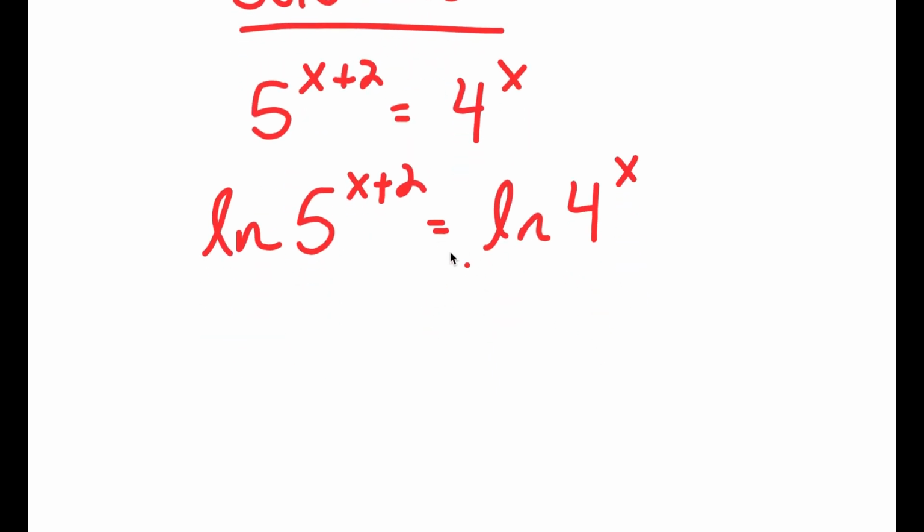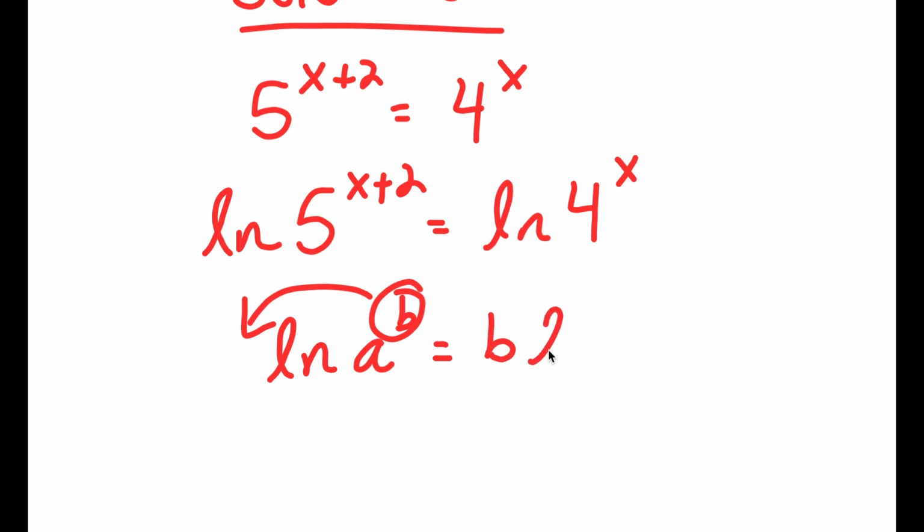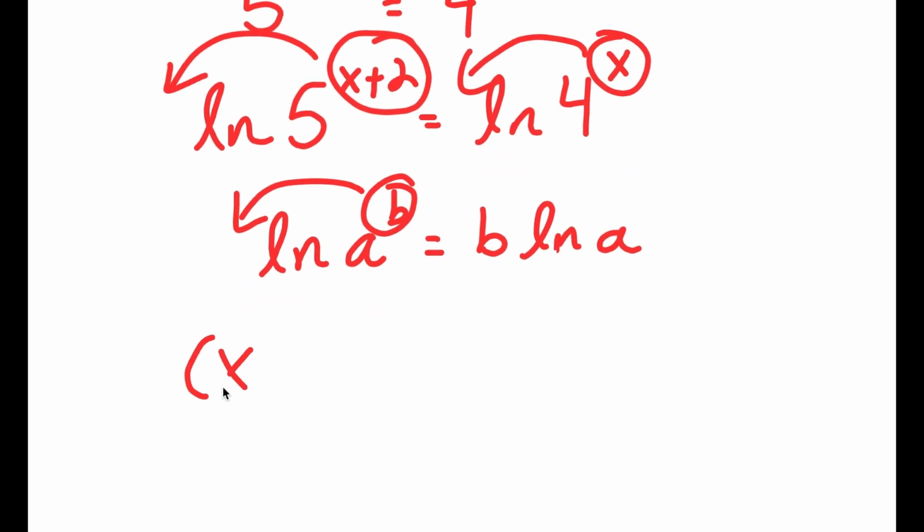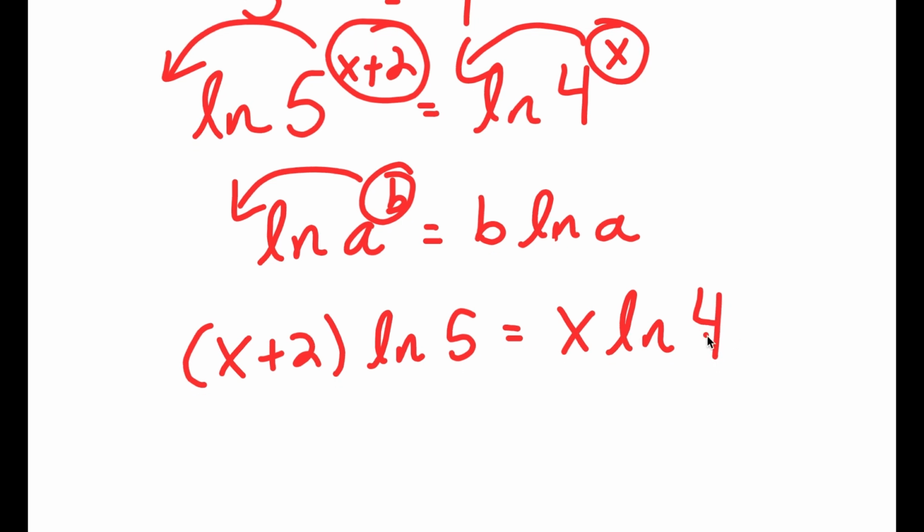Now, an important property of natural logs, or logarithms in general, is that if I have something in the form ln a to the power of b, I can move this exponent b to the front, and this is the same thing as b times ln a. And this property is really important because notice how here x is an exponent, and it's very hard to solve for it in this form. But by using this property, I can move x to the front and make it into a real term. So now I get x plus 2 times ln 5 is equal to x times ln 4.